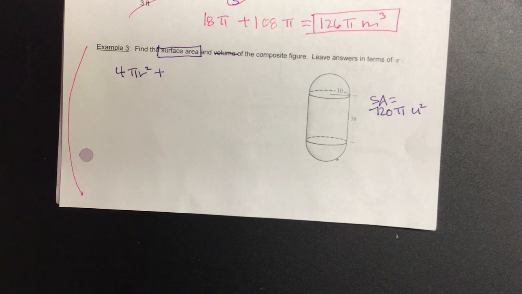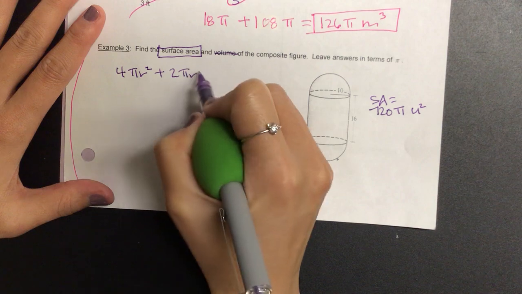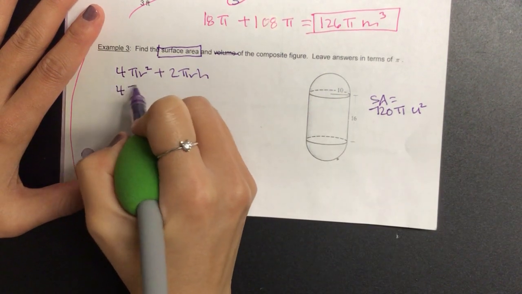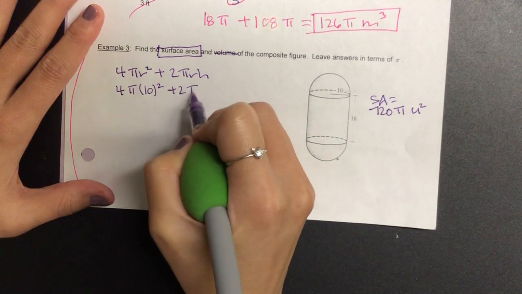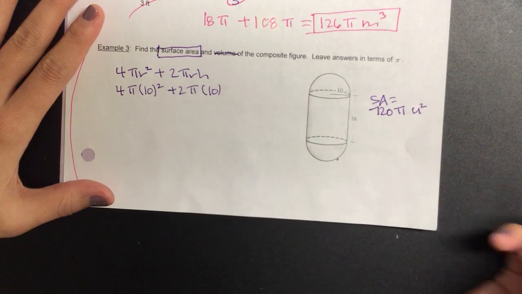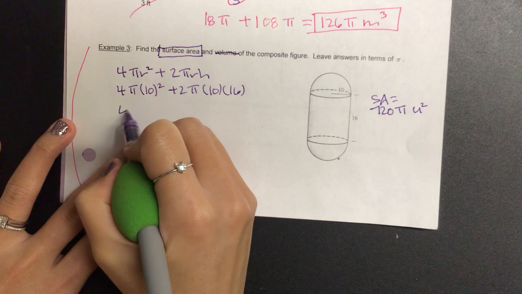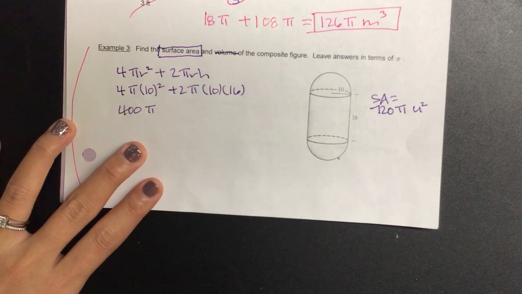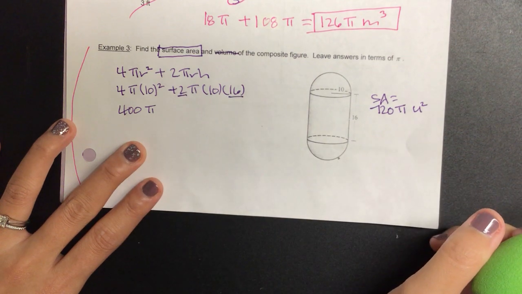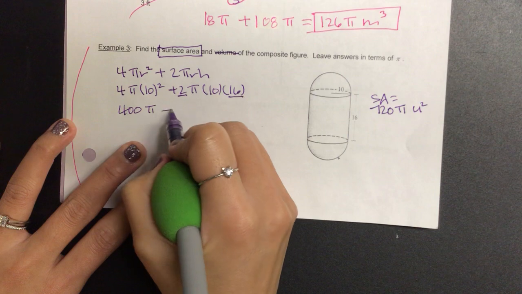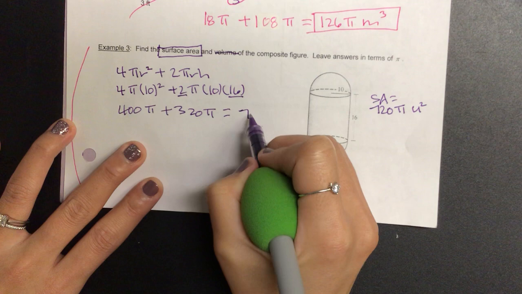Am I including any of the bases? No, so it's going to be the lateral, which is 2 pi r h. Is that right? Yes. Okay, so we have 4 pi. The radius given is 10. Ooh, 10 is so nice. Plus 2 pi, 10 times 16, is that right? So do we get 400 for the first part? For the second part, I would do double the 16. How many is double the 16? And then add a 0. 320 pi. And together must be 720 pi.